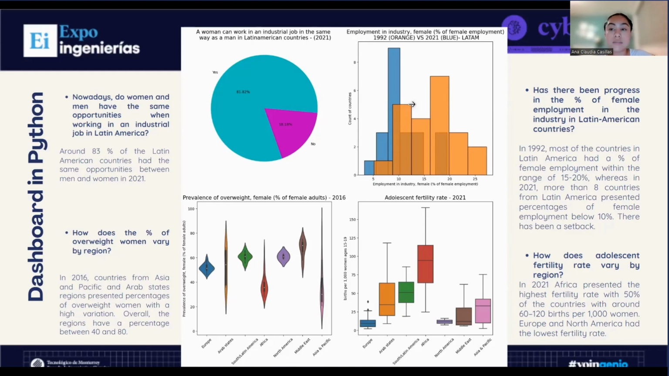Another indicator was the adult fertility rate. We wondered how it varies, and we found that in 2021, Africa presented the highest fertility rate, with 50% of the countries having around 60 to 120 births per 1,000 women, and Europe and North America had the lowest fertility rate.